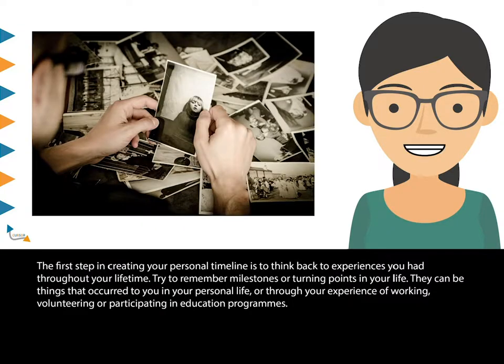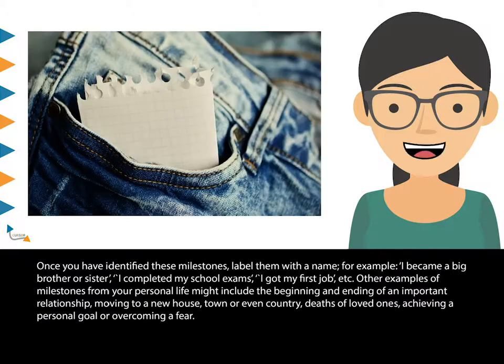The first step in creating your personal timeline is to think back to experiences you had throughout your lifetime. Try to remember milestones or turning points in your life. They can be things that occurred to you in your personal life, or through your experience of working, volunteering or participating in education programs. Once you have identified these milestones, label them with a name. For example, I became a big brother or sister, I completed my school exams, I got my first job, etc.